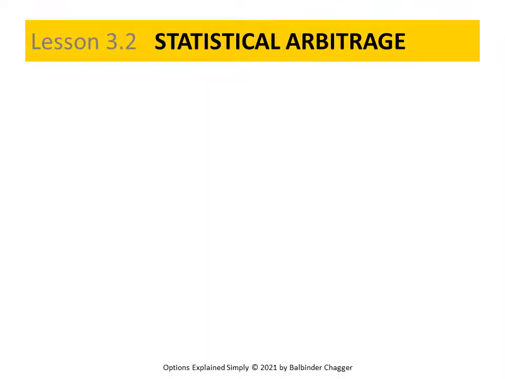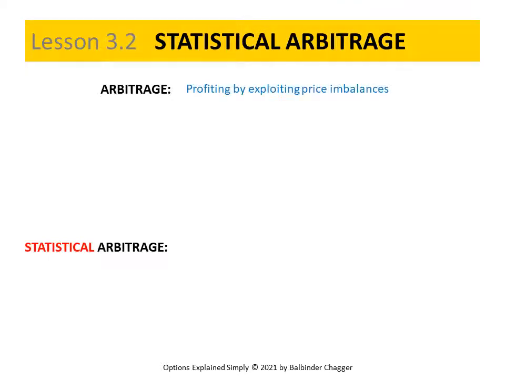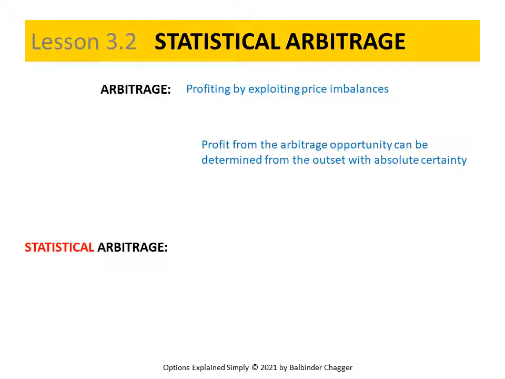In this lesson, we'll learn what statistical arbitrage is. Recall from the previous lesson that in finance, arbitrage is the concept of profiting by exploiting price imbalances. Recall also that when the profit from an arbitrage opportunity can be determined from the start with complete certainty, meaning there is no risk involved at all, then the arbitrage is deterministic.